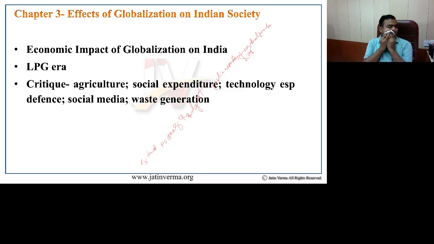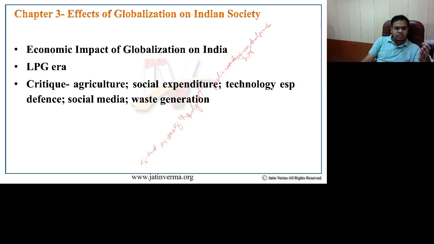Apart from that, another sector where we faced some issues was social expenditure. Before the new economic policy of 1991, taxation was pretty high. It was exorbitant, as a result of which there was a high tax collection, and hence the social expenditure was cumulatively high too.